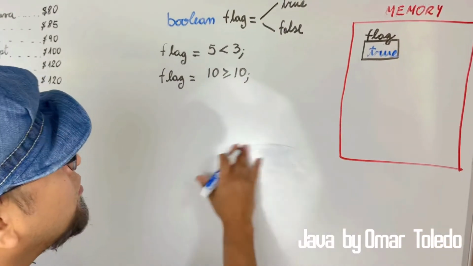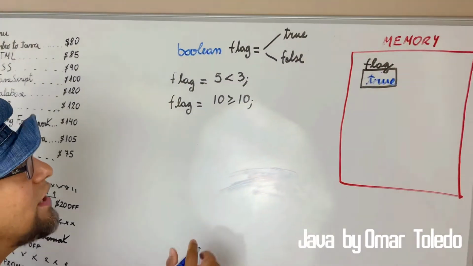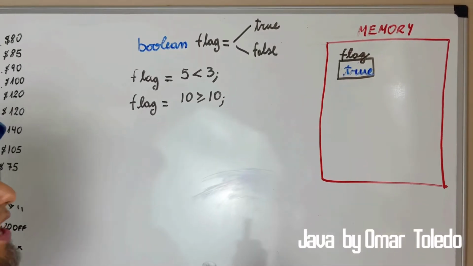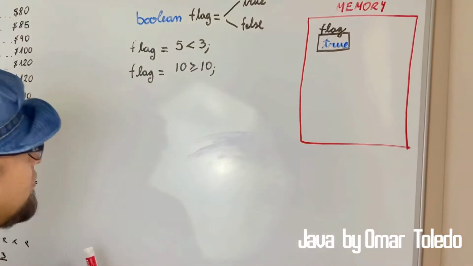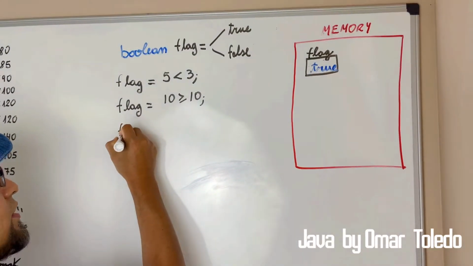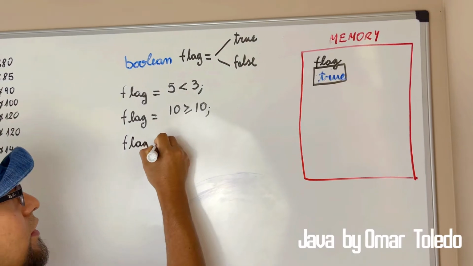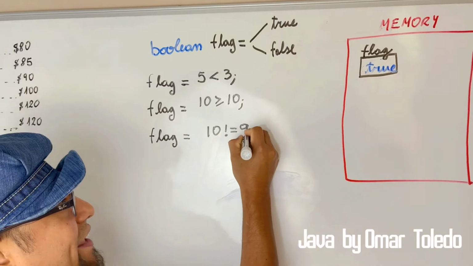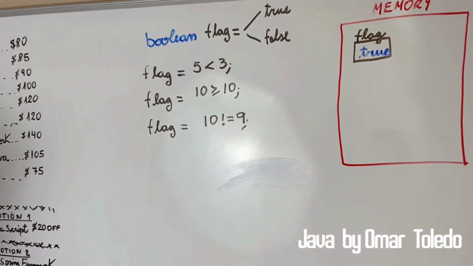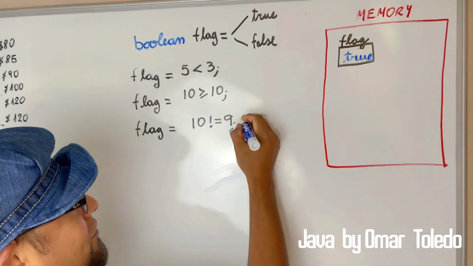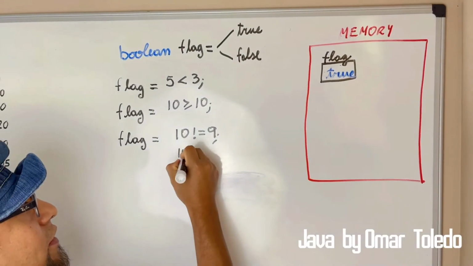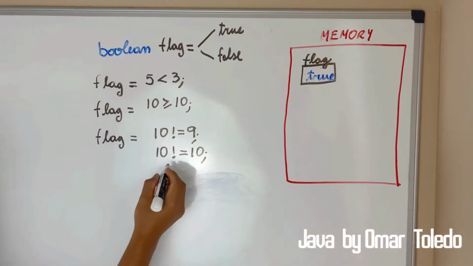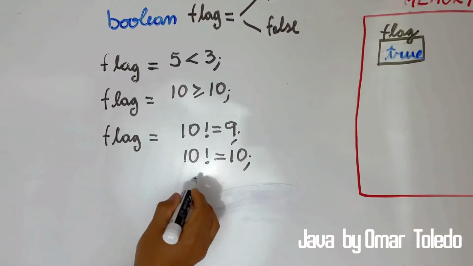Now that we know Boolean variables, these are comparison operators that help us compare: less than, greater than. What if flag equals 10 is different than 9, true or false? True, so this evaluates to true. Or 10 is different than 10? False. And you see this is another comparison operator, not equal.